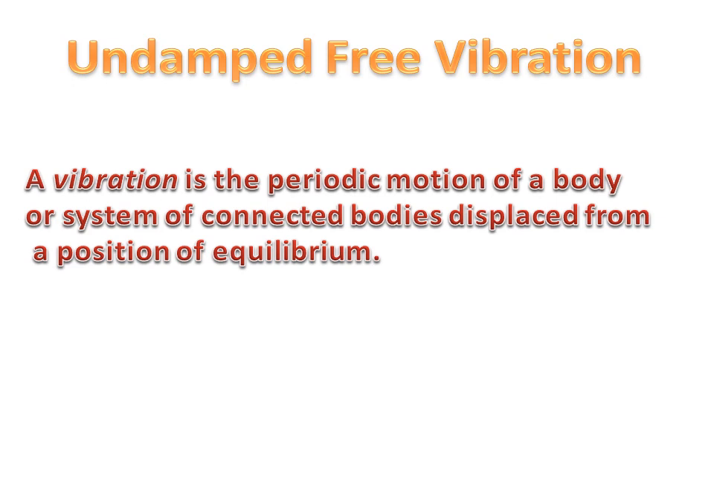So by definition, vibration is the periodic motion of a body or system of connected bodies displaced from a position of equilibrium. So usually, when it vibrates, it moves from an equilibrium position, which is not moving, and then it will try to go back to that equilibrium position. So that's why it is called periodic motion.